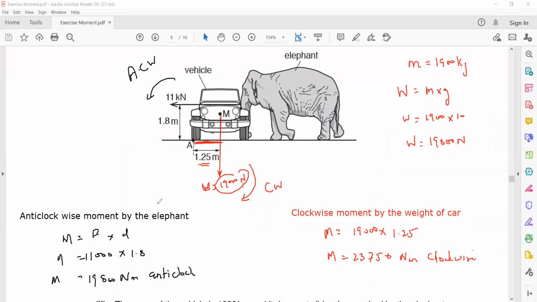So the moment produced by the elephant is only 19,800, but the moment produced by the weight is higher. Can this elephant topple the car? Yes or no? The turning effect produced by the elephant is smaller as compared to the turning effect produced by the weight. Can this elephant topple the car?